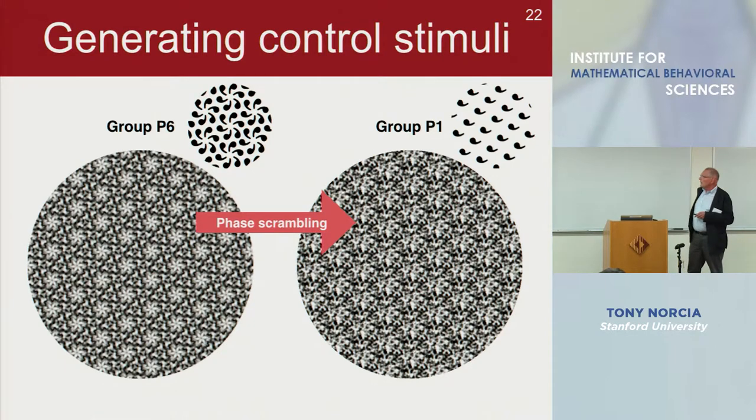Interestingly, all groups, no matter what they are, if you do this, revert to a P1. And that's just because of the lattice. The lattice has spikes in the Fourier transform, and you can't get rid of the spikes in the transform with the phase scramble. So the spikes are still there, and that gives you the pure translation symmetry of P1 after phase scrambling. So this is a nice experimental control. We can look at differences between intact and scrambled images.